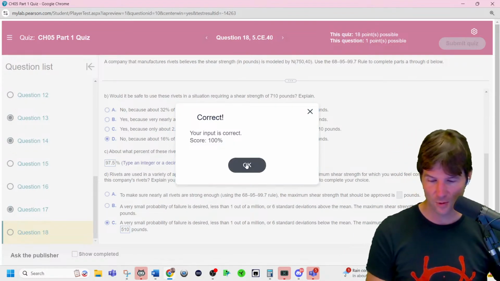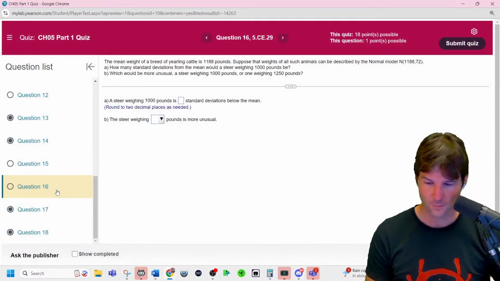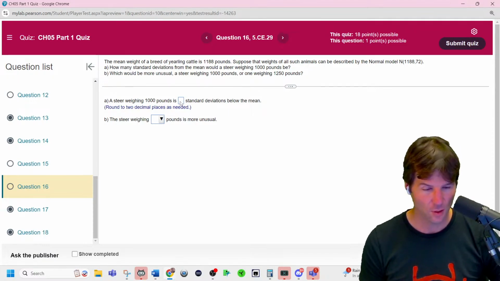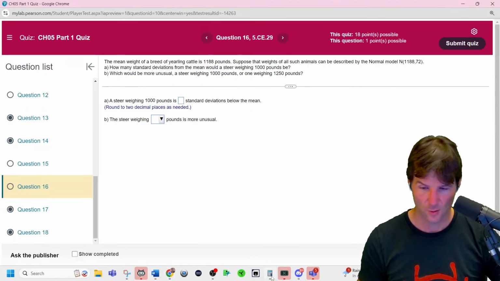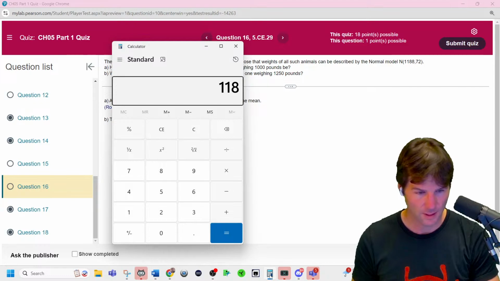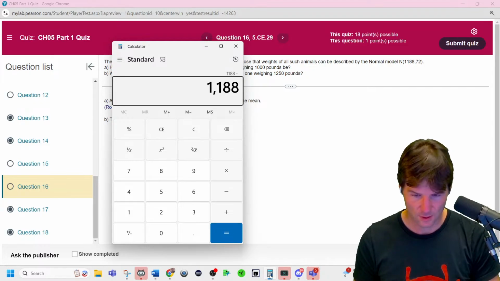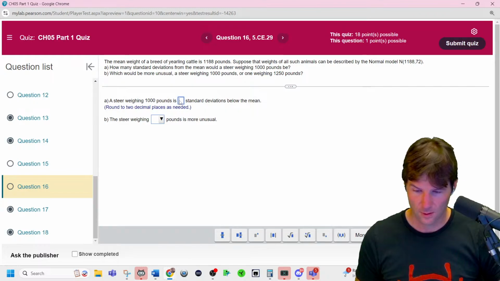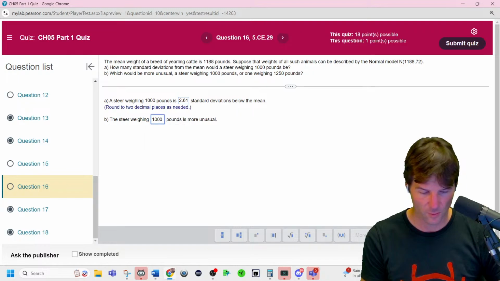And we might have time. Should we do one more quick one? 1,000 would be how many below the mean? So 1188 minus 1,000 divided by 72. There we go. Which of these is more unusual? It'd be this one. The 1,000 is further away.